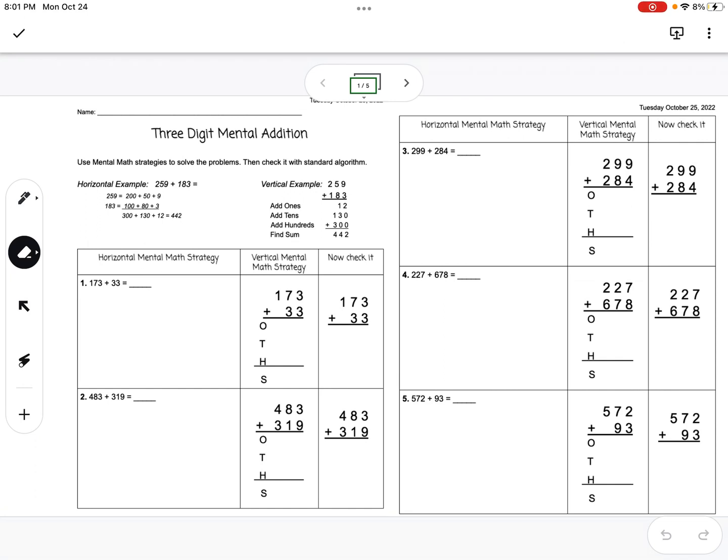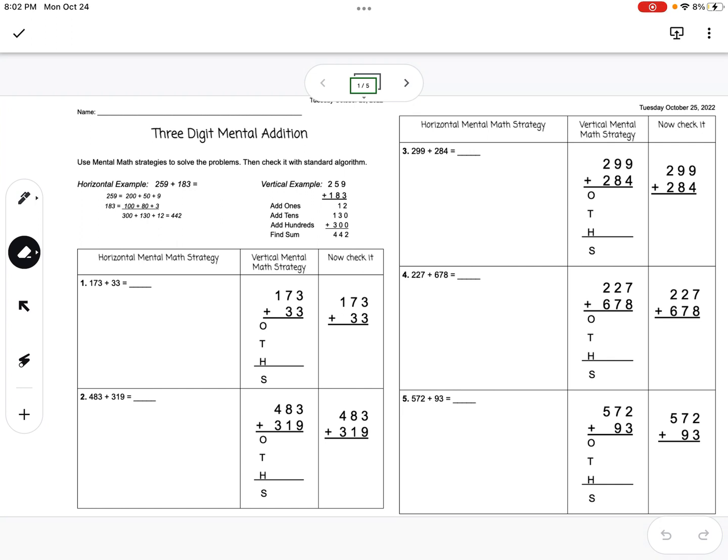Alright guys, today we are going to be talking about three-digit mental addition. We are going to remind ourselves of the two-digit mental math that we learned with the horizontal, the vertical, also our standard algorithm, and we're going to apply that knowledge into using it with three-digit addition. So you should have this paper in front of you, or if not, you can follow along with me to get a grasp on the strategies.